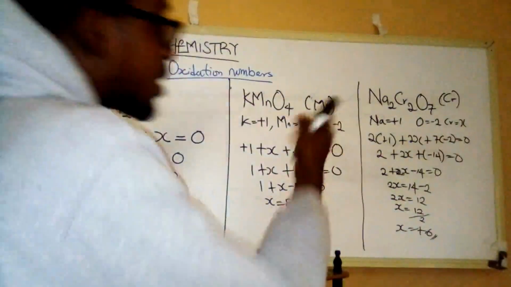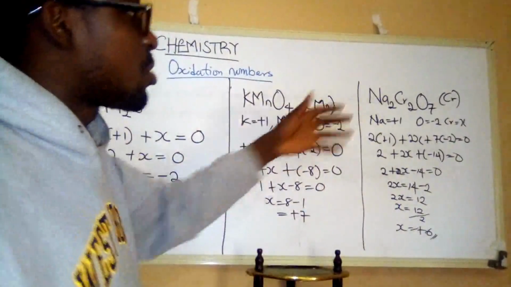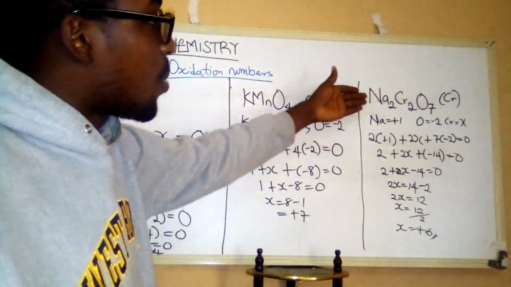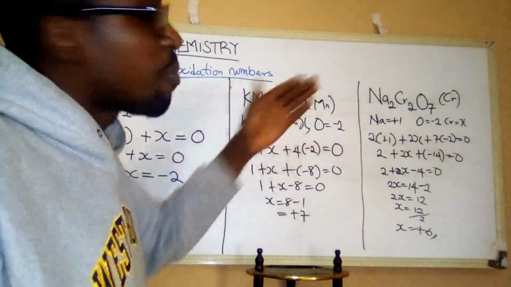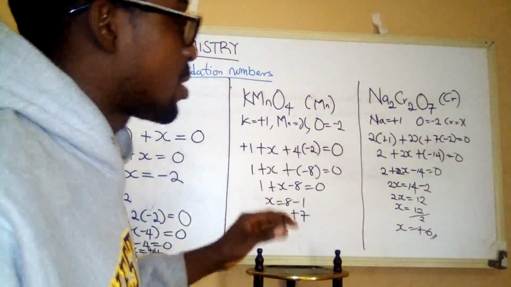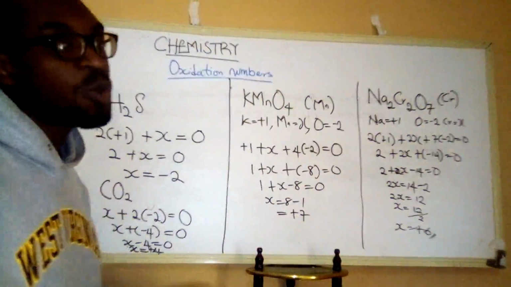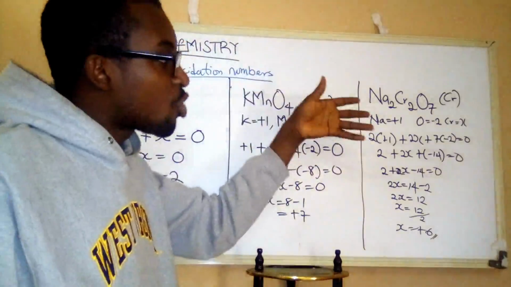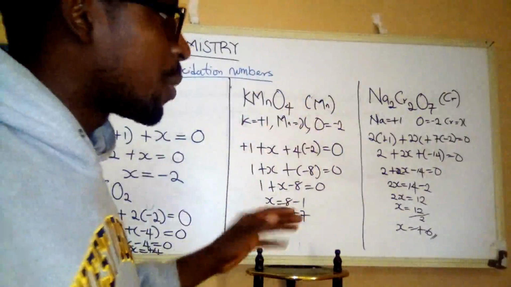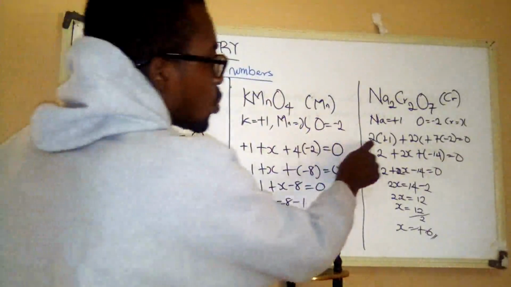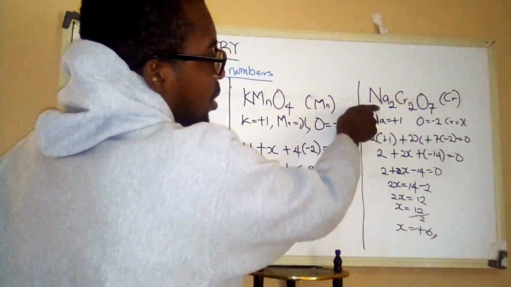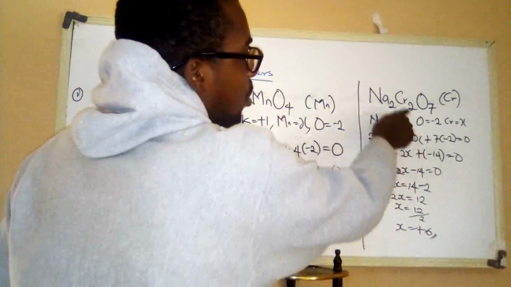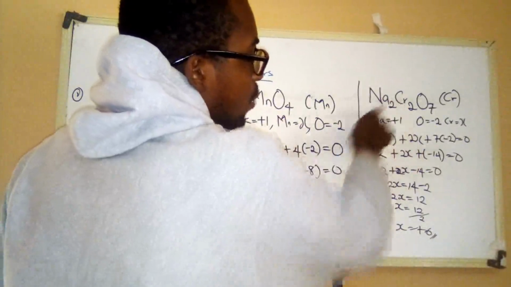Actually, the third example is that of sodium dichromate 6. Now, here sodium is taken to be +1 because it's a group 1 element. Oxygen, like I've told you, has an oxidation number of -2, and chromium has an oxidation number of X, meaning unknown. So what do we do? 2 times +1, and the +1 is because sodium is +1, plus 2X.